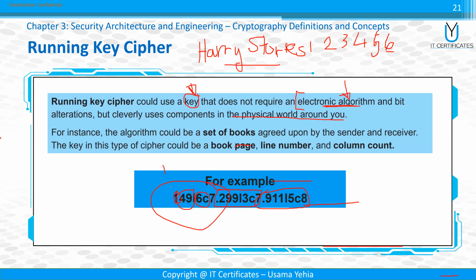The first number is the book number. 2 characters represent the page number. The next 2 or 3 are the row number. The last 2 digits are the column number. Then this represents a letter. This is the key. If anyone knows this information, he will be able to read your information, and your information will not be secret anymore.